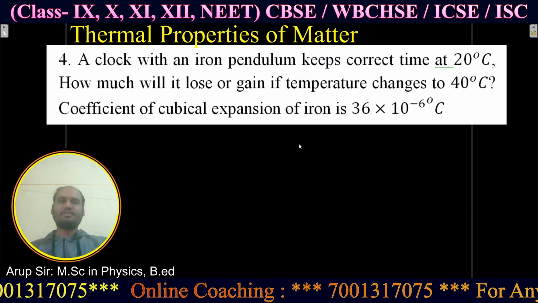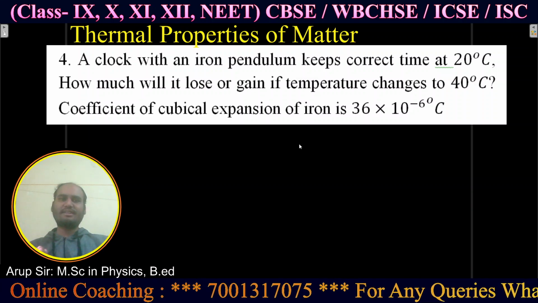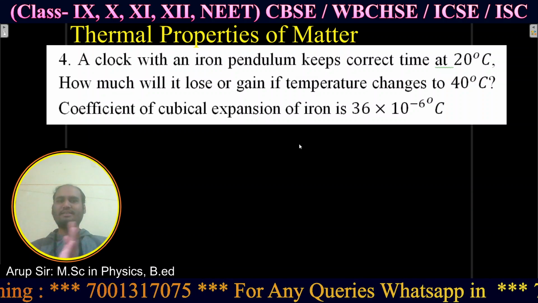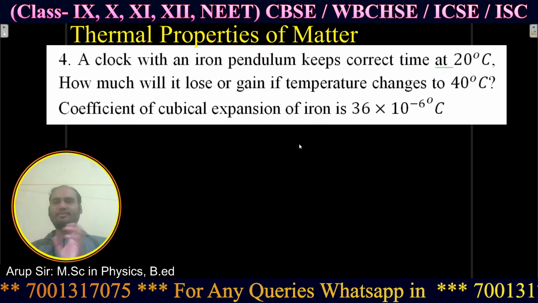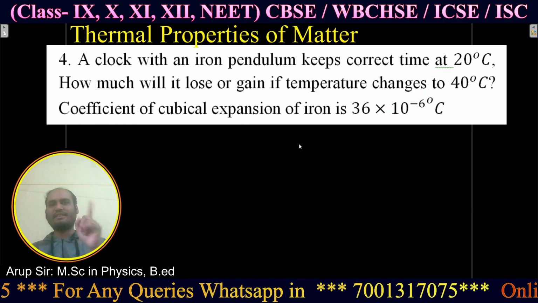Okay, so here the question is: a clock with an iron pendulum keeps correct time at 20 degrees centigrade. So it is showing correct time at 20 degrees centigrade. Now what will happen if we change the temperature to 40 degrees centigrade? Basically there is a pendulum.